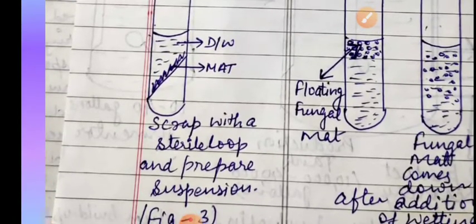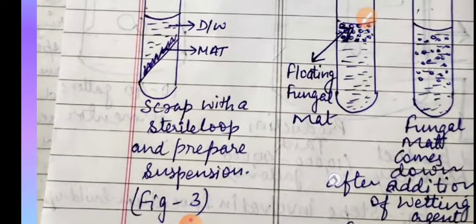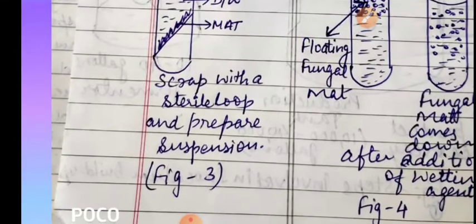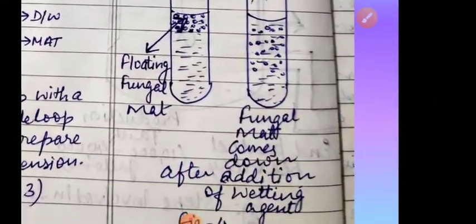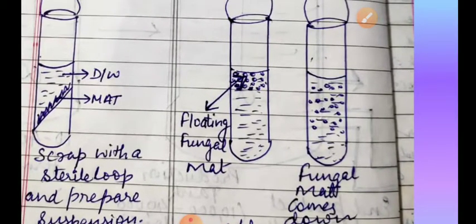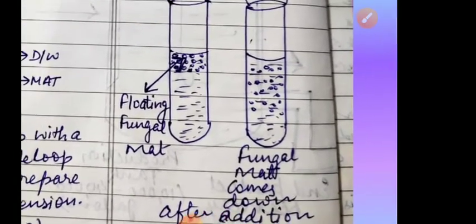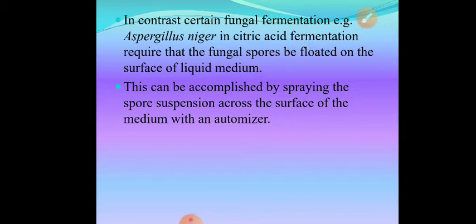You have a fungal mat containing spores. Put sterile distilled water into it, scrape with a sterile loop and prepare a suspension. But in the second diagram, you can see that the fungal mat or the fungal spores are floating. They do not get wetted by the liquid. So you add a wetting agent like sodium lauryl sulfonate so that the spores get suspended in the sterile diluent, and then you can add it into the inoculum development medium.